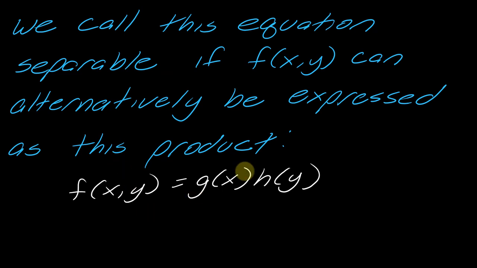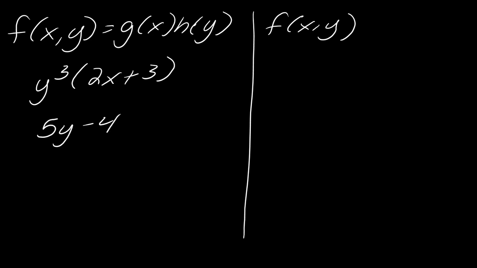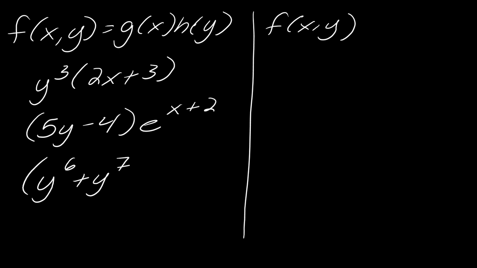There's a big thing about this. Not all functions can actually be expressed like this, right? If I were just coming up with a couple of functions that could be written like this, maybe I could have something like y cubed times 2x plus 3, or 5y minus 4, all of this times e to the x plus 2, or maybe something like y to the 6 plus y to the 7th, all of that times 2x plus 1.